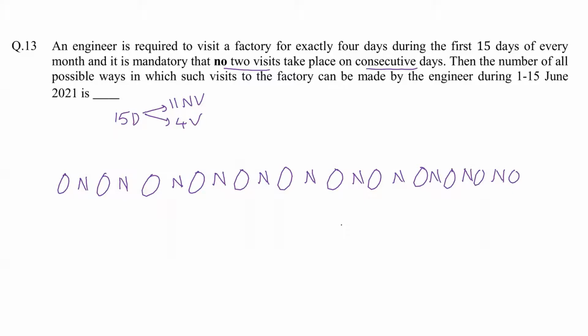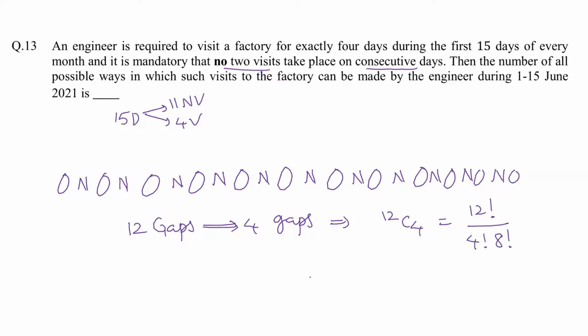Out of these 12 gaps, we are going to select any 4 gaps, and those 4 gaps are going to be your 4 visiting days. So they will never become consecutive. The number of ways of selecting 4 gaps out of the 12 gaps is your answer. That will be simply 12C4, which is equal to 12 factorial upon 4 factorial into 8 factorial. If we solve this, we get the answer as 495.